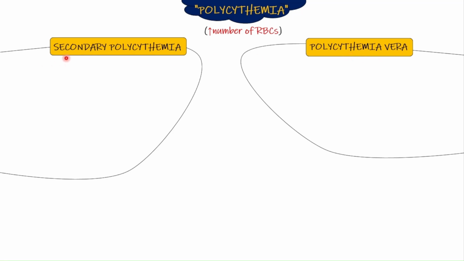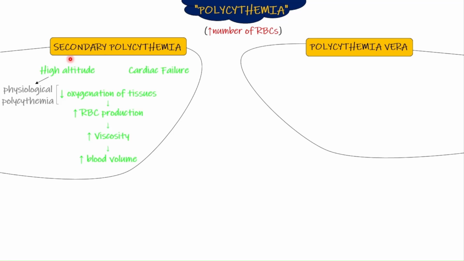So, secondary polycythemia: an increase in the number of RBCs due to some secondary cause. We have two causes here. One is high altitude and the other one is cardiac failure. So when a person goes to a place of high altitude, the oxygen in the atmosphere is low. So when the person breathes in that low oxygen air, there is decreased oxygenation of the tissues.